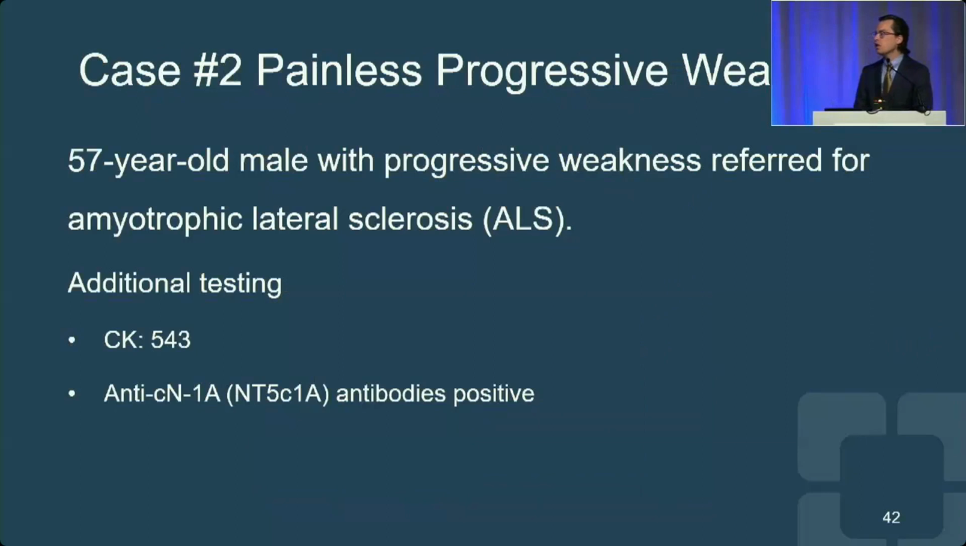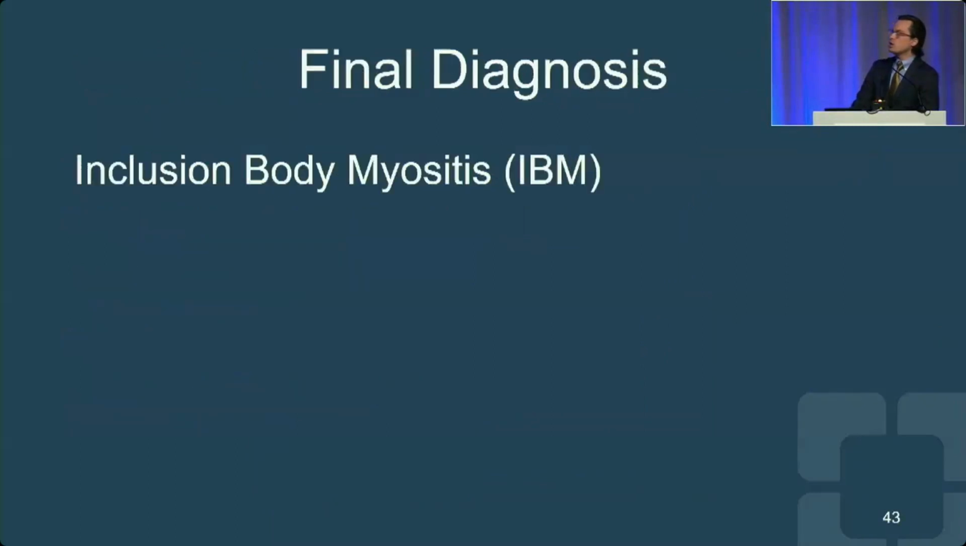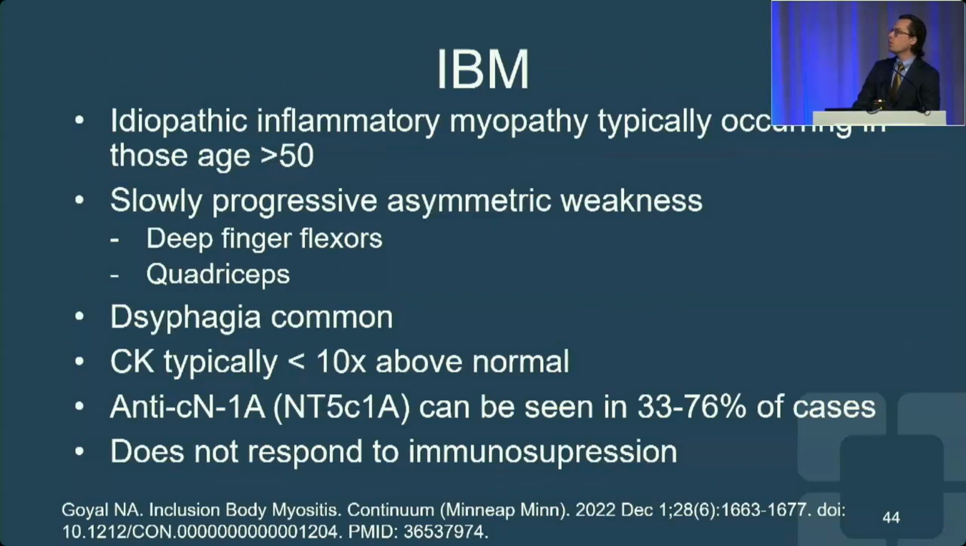He had some additional testing. His CK was mildly elevated. He also had these positive antibodies, NT5C1A. So his final diagnosis was IBM. Just in the last minute, a couple of words on IBM.